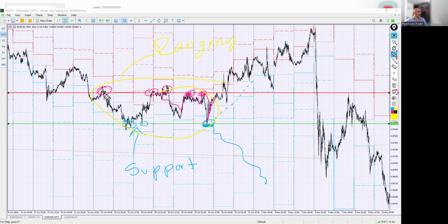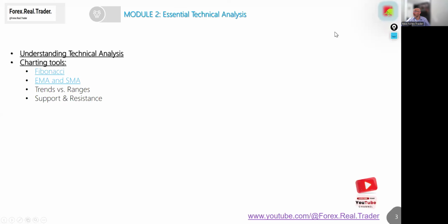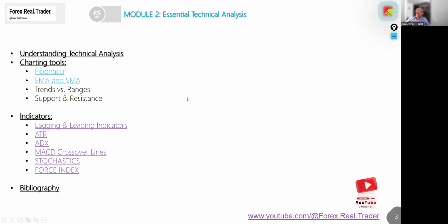And most of the time you can find these patterns when we observe ranging movements. All right, something related to the indicators: lagging, leading, ATR, ADX, MACD, crossover of two lines, stochastics, and force index will be part of our next session for technical analysis.